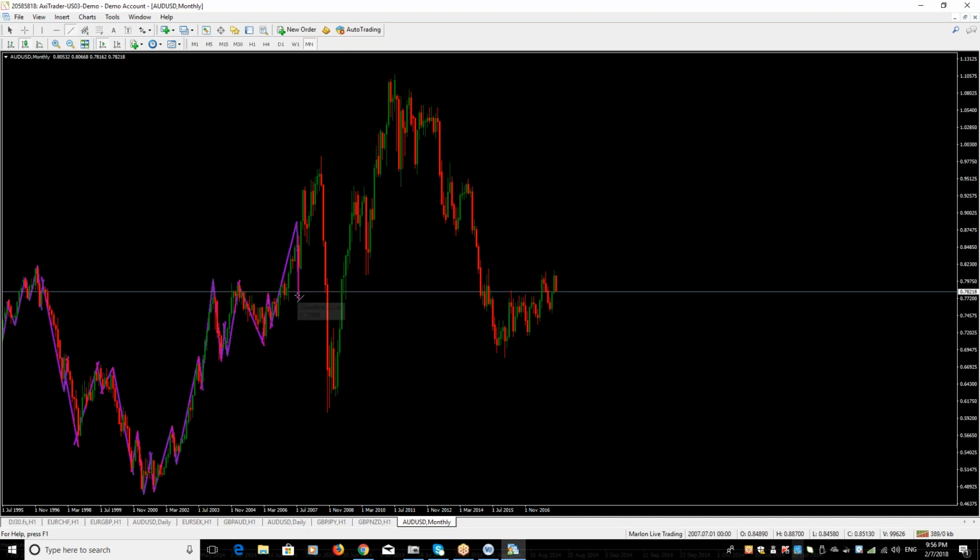Then the market moves all the way up to here from here, before a big drop down to this point. And then the market moves from here all the way up to here. And then a big, massive drop in 2008 when we had the market crash here. And then the market moves all the way up to this zone.